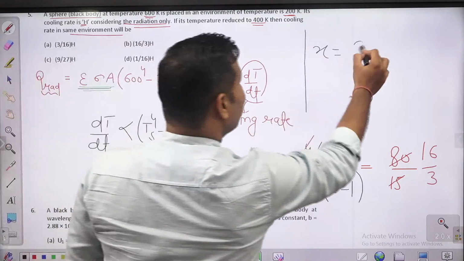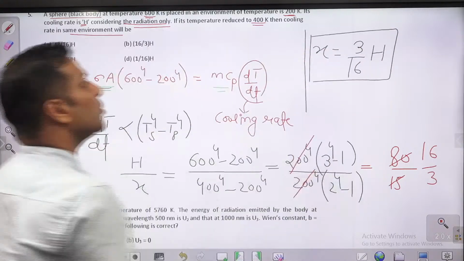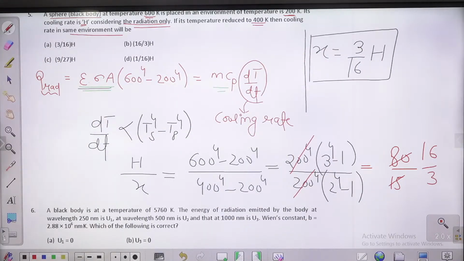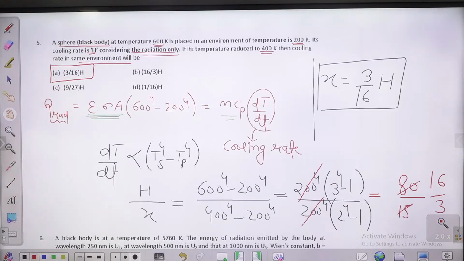It will be 3/16 H. Final rate of cooling क्या हो जाएगा बच्चों? It will be 3/16 H. Okay, 3/16 H. So the right answer will be what, guys? Option A is the right answer. Option A क्या हो जाएगा बच्चों? This is the right answer for this question. So how many obtained this answer? A. एक बच्चे ने आंसर किया है शायद.